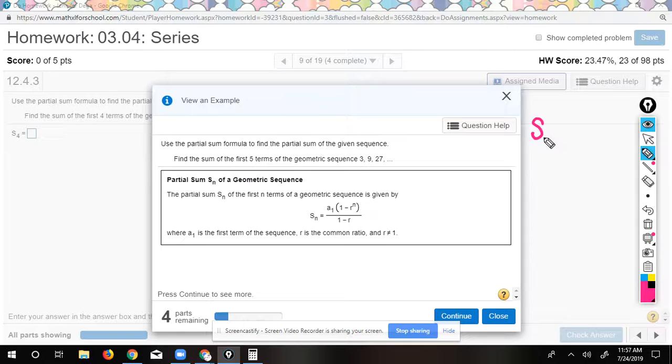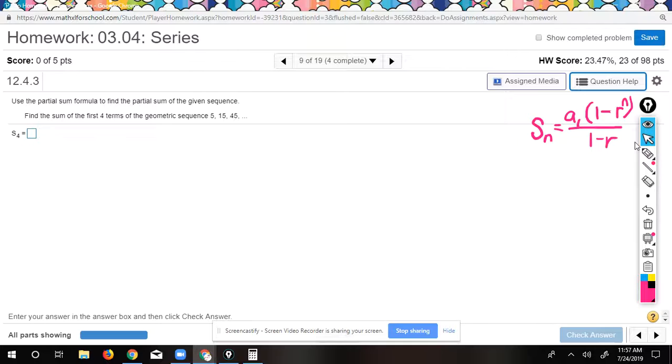So the partial sum of n terms of a sequence is where you take the first term of the sequence, you multiply by 1 minus the common ratio raised to that number's power, all over 1 minus the ratio. That's what we're doing. Okay, so in this one, we want the sum of the first 4 terms. The first number in my sequence is 5.